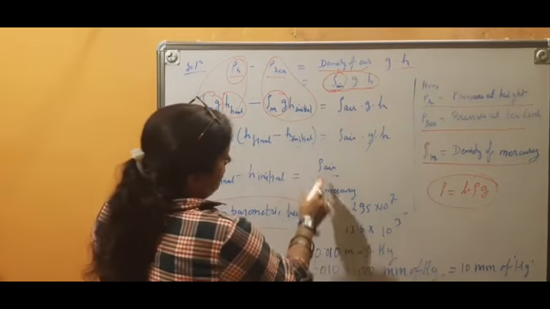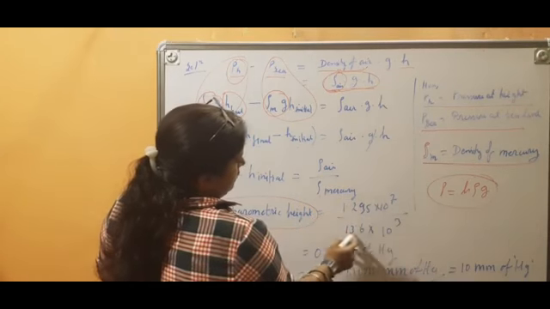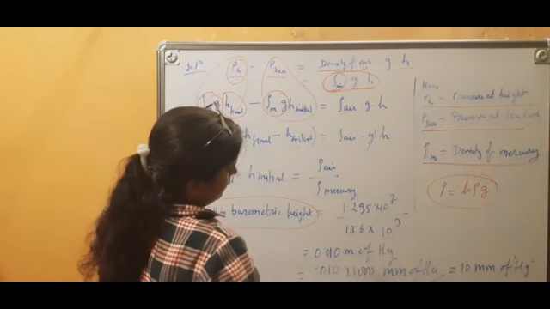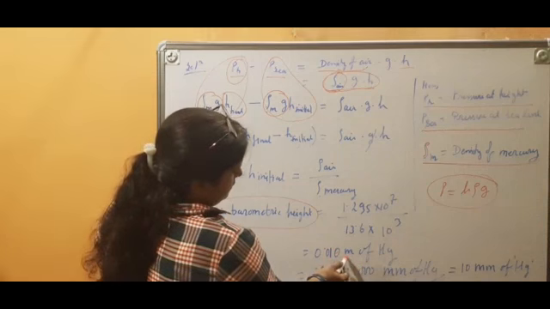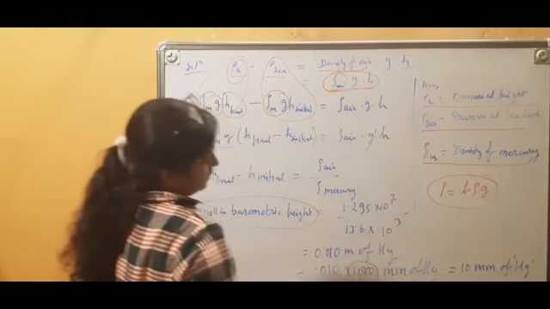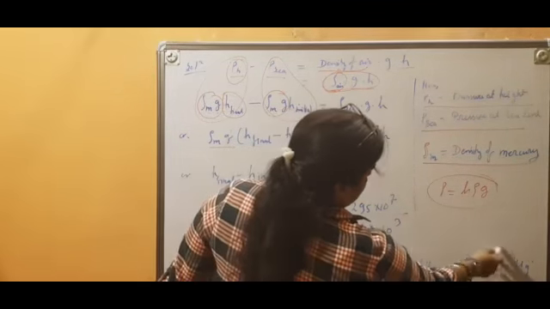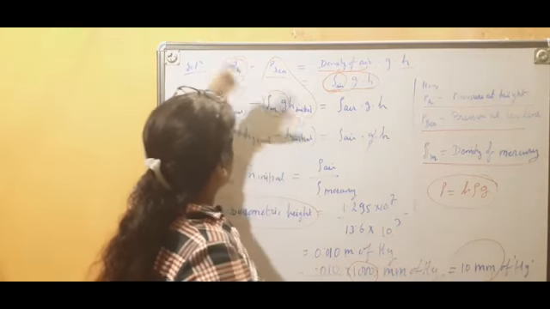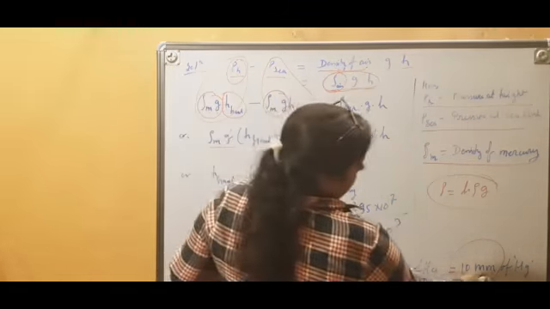That is equal to what? We put the values: density of air is given, so we use this value, and density of mercury is also given, so we put the value, and after calculation we got 0.010 meter of Hg. I am going to convert it into millimeter. This was in meter, so I multiplied this number by 1000, and then it came in millimeter. So the value is 10 millimeter of Hg. This is the answer, the fall in barometric height when we move from sea level to a height where this data is given. What was the fall in barometric height? That will be 10 millimeter. Okay.